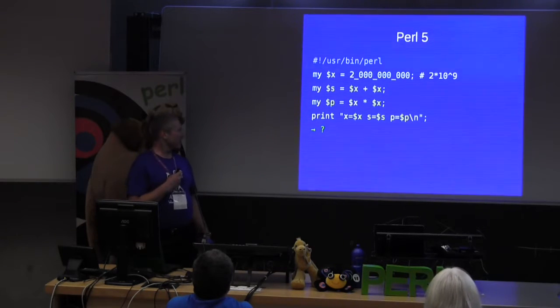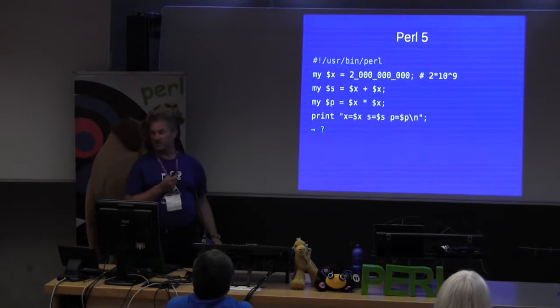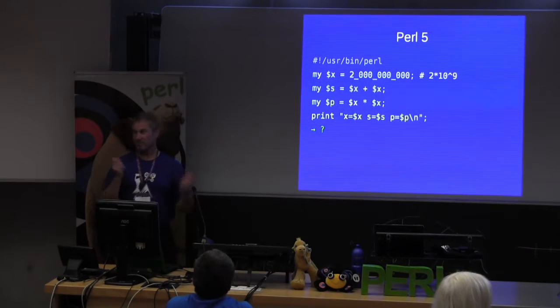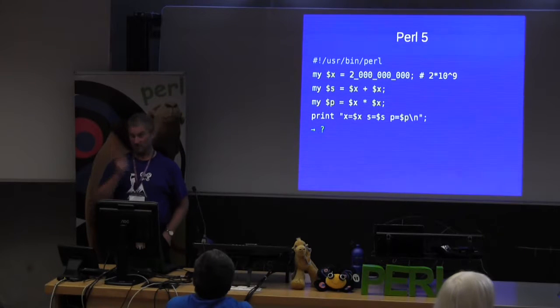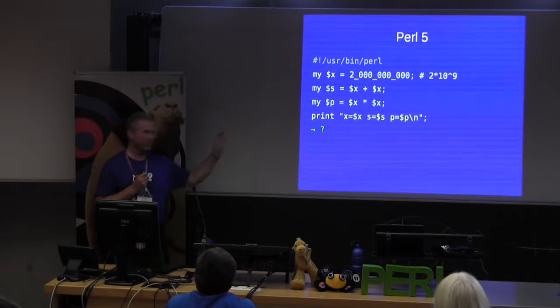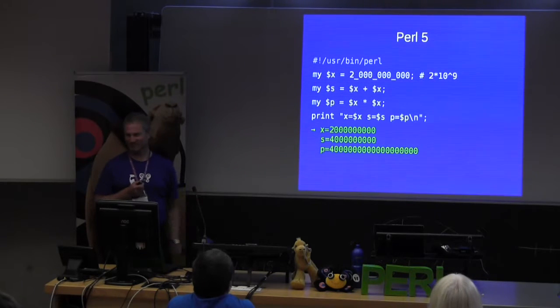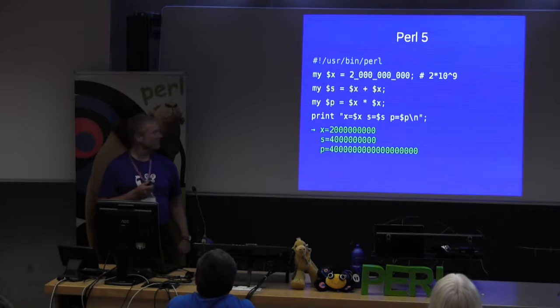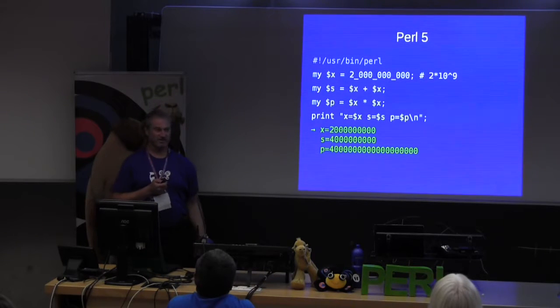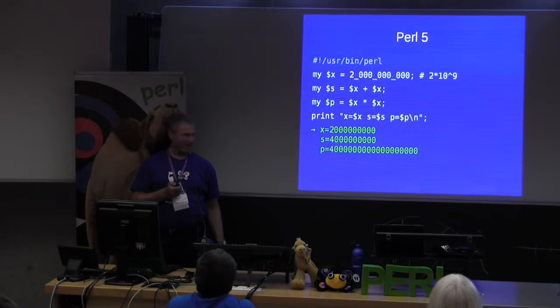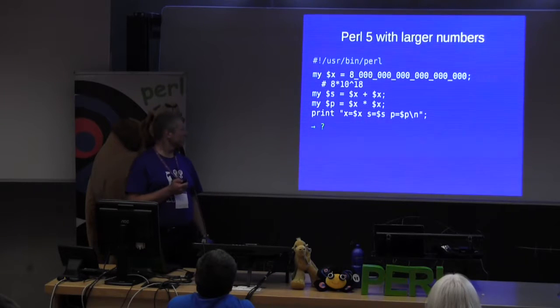So we do it in Perl 5. What do you think when we do this in Perl 5? Same machine, version 5.24, so I'm up to date. What do we get here? Something right or something wrong? Floating point? I'm going to guess floating point. No, it was right. Why? Because it uses 64-bit integers. And so now we go to a larger number.